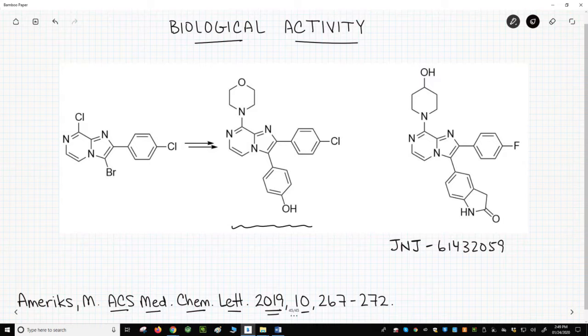In conclusion, the synthesis of a series of promising anticonvulsants relies on a regioselective bromination of aromatic rings. If you want to learn more about how the Janssen scientists prepared the molecules and studied their biological activity, then check out the reference on this slide or in the video description.